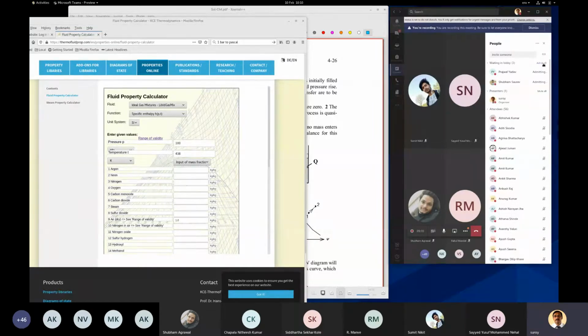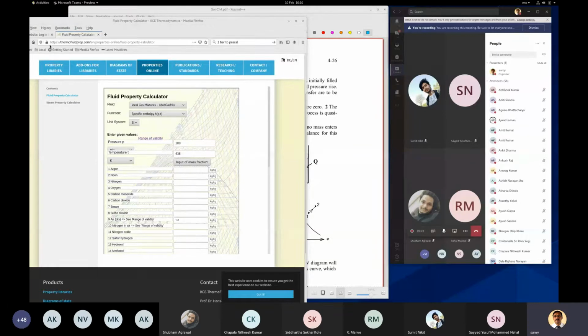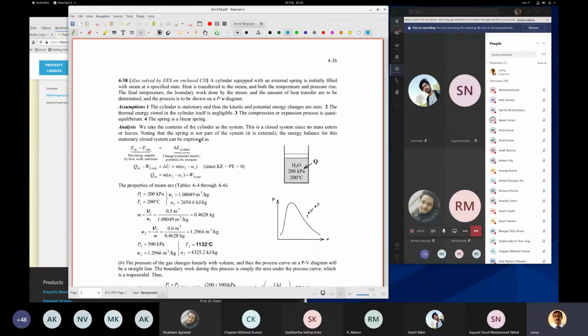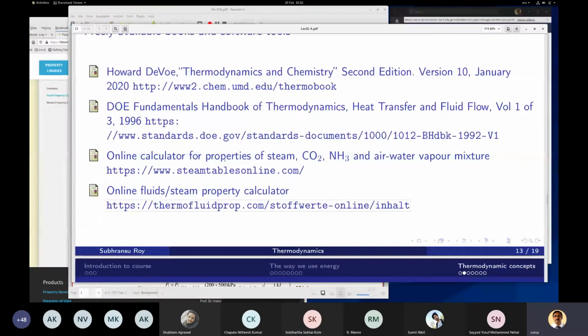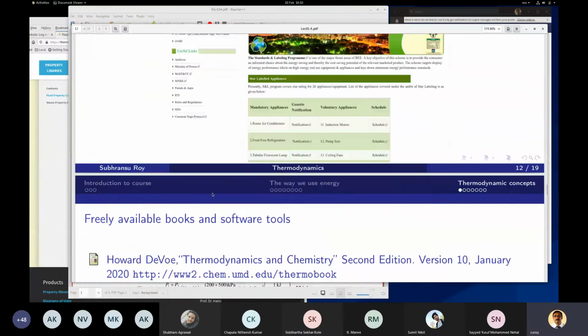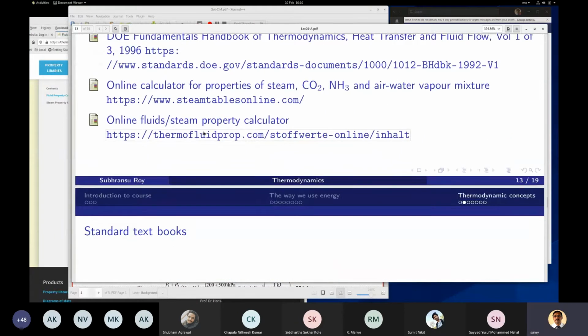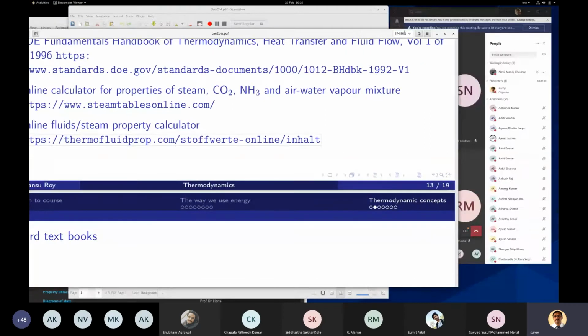So here, it is https thermofluid.com that you can open; you must have downloaded it from Moodle. This is given, right? So you open this property tables, online fluid steam property calculator. You have to use the English variety, right? You will use the English variety.